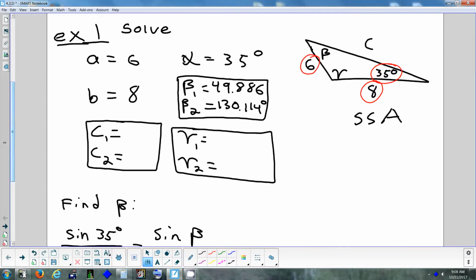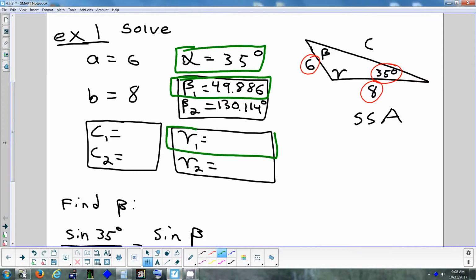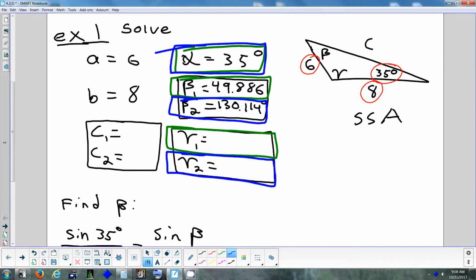All right, so really what we're doing now is we're solving 2 problems at the same time. If you want to look at it, one triangle you're solving has alpha, beta 1, and gamma 1. We'll call that the green triangle. The other triangle we're solving has alpha, that's in both, beta 2, and gamma 2. That's the blue triangle. So we have to make each triangle, the green one and the blue one, add up to 180. Right, so let's see if we can find gamma 1.